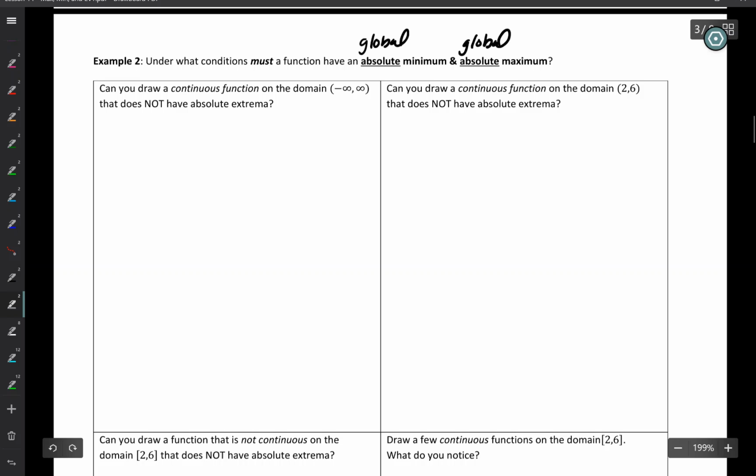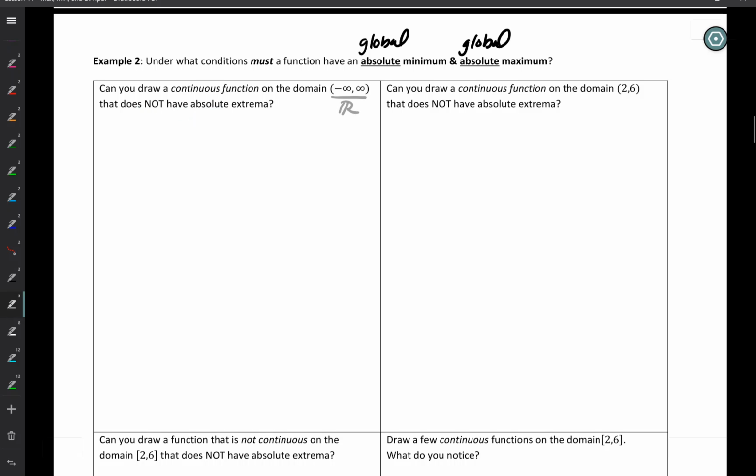So what I want you to do, in these four boxes, is to draw a function that satisfies what's given. So in box 1, can we draw a continuous function? So a function where you're not picking up your pencil, no holes or anything like that, no jumps, no asymptotes. A continuous function whose domain is all real numbers, and that function does not have an absolute max or min. Right? So pause it and give that a try.